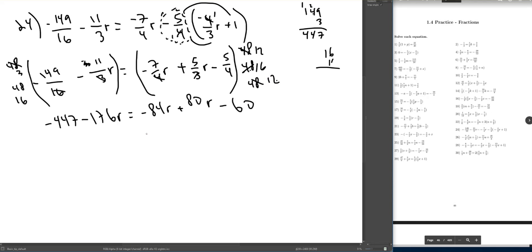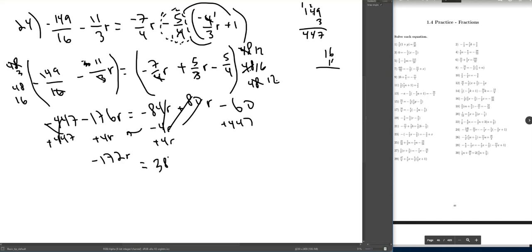All right, let's combine like terms, shall we? So minus 84r plus 80r equals minus 4r. And if I want to bring that to that side, I need to add 4r, and I get minus 172r. Here, so all this is gone. So here I have to add 447, and I have to add 447. And I get, this is eliminated, 387. That sound good? 387. Looks good. So I have 172 divided by 387.